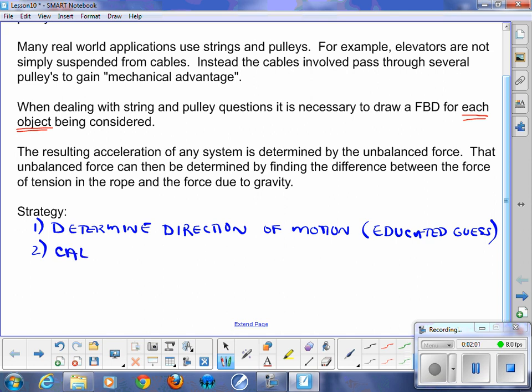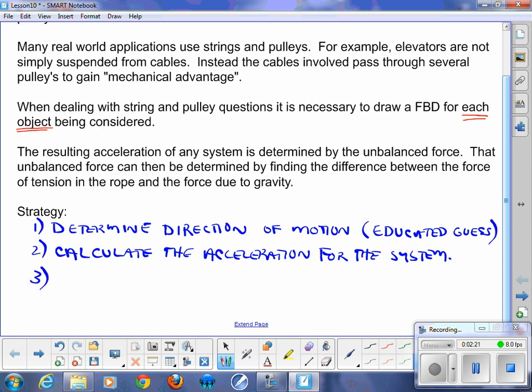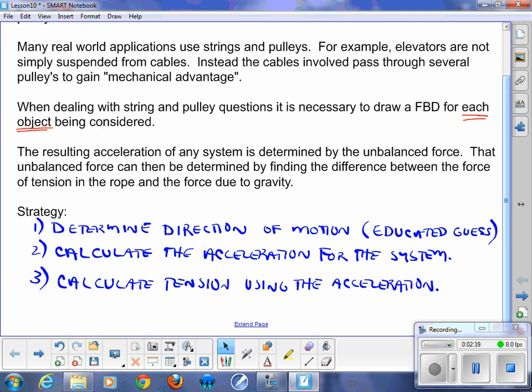Next, you calculate the acceleration for the system. So you look at the entire system as a whole, and you determine the acceleration of that entire system, and then you can calculate tension using the acceleration. All right, so there are your 3 steps in the process for solving questions that involve tension.